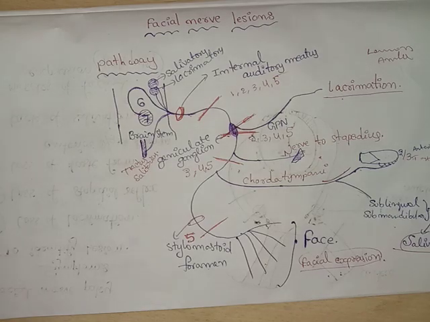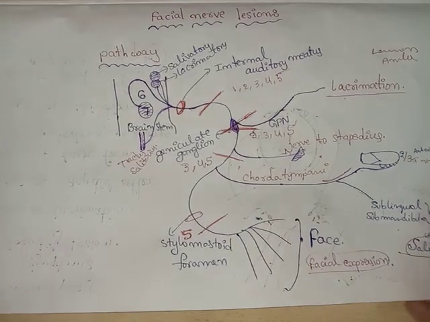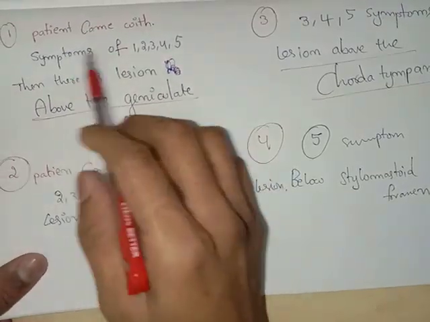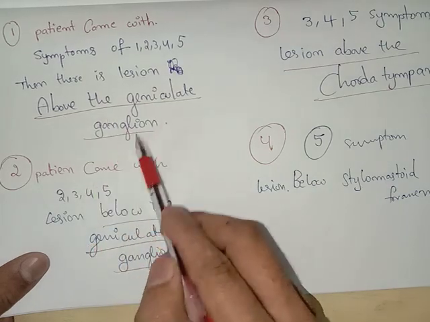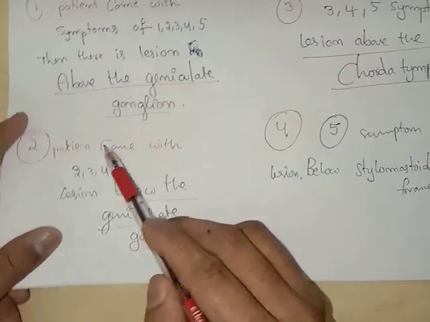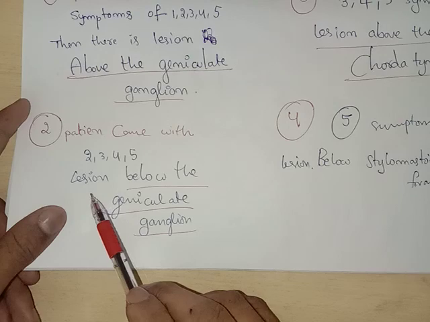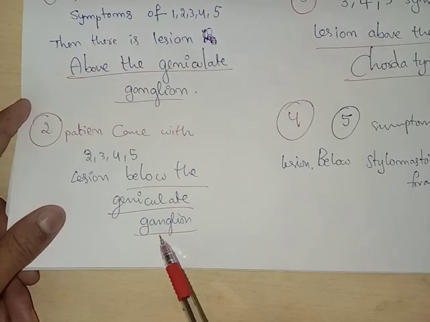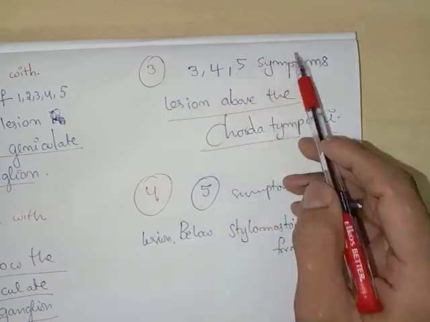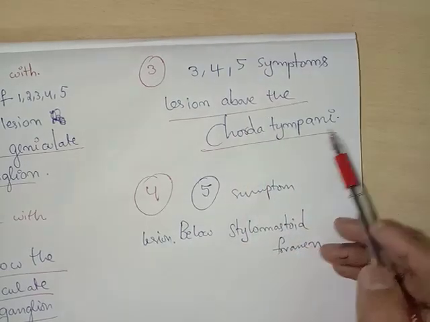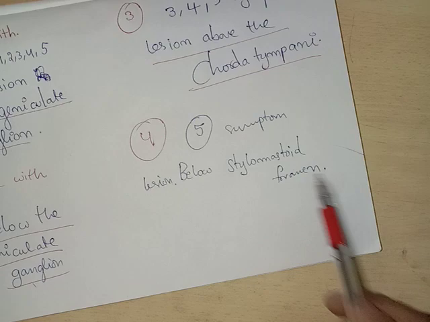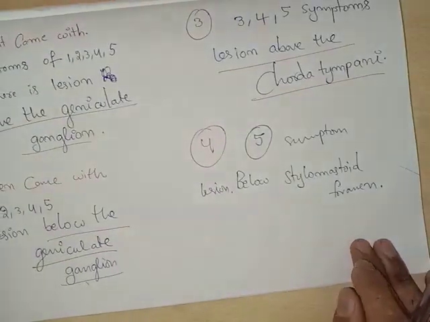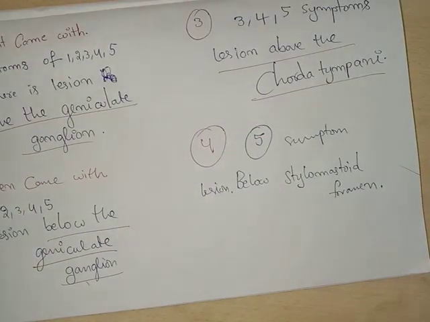These are the lesions and their symptoms, written here. If a patient comes with symptoms 1 to 5, the lesion is suspected above the geniculate ganglion. If the patient comes with 2, 3, 4, 5, the lesion is below the geniculate ganglion. With 3, 4, 5 symptoms, the lesion is above the chorda tympani. If only the fifth symptom, the lesion is below the stylomastoid foramen. These are the lesions and the identification of the lesions.